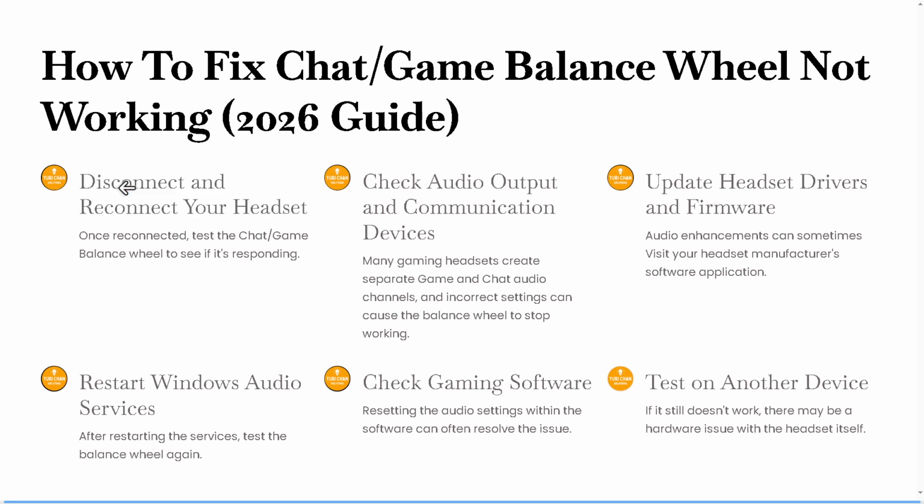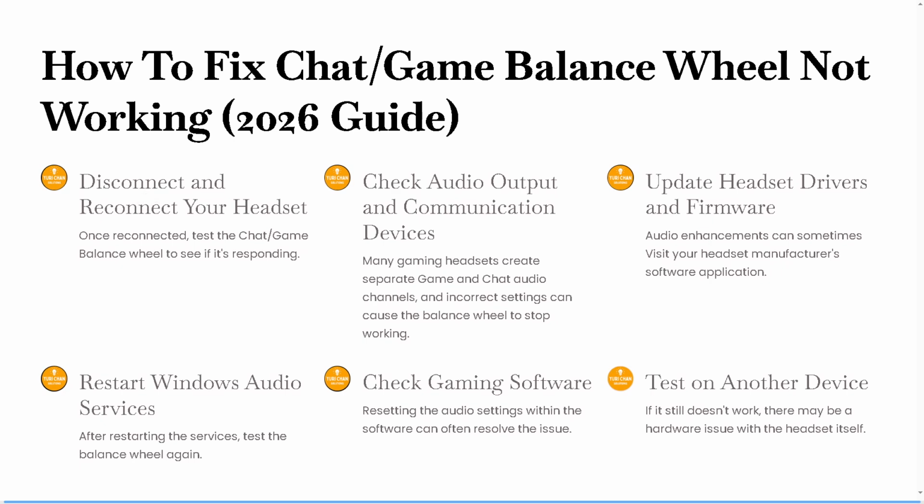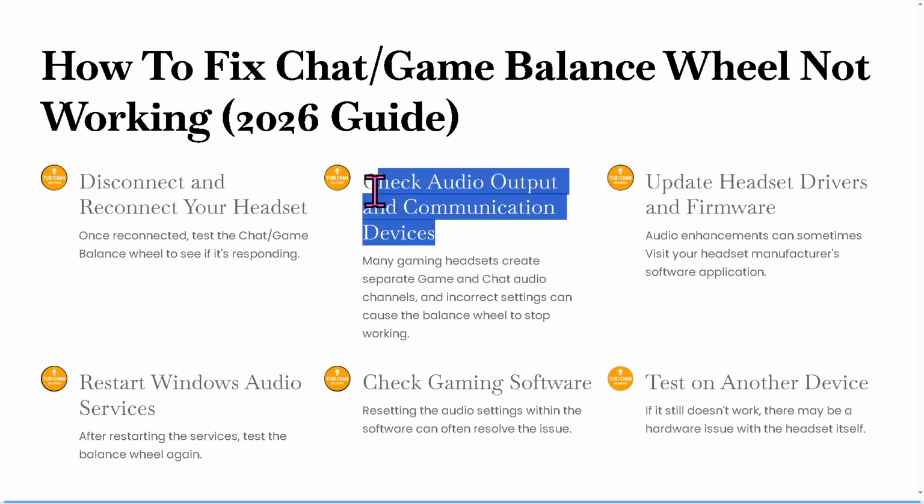So start by unplugging your headset from your PC, console, or wireless transmitter. Wait a few seconds, then reconnect it securely, and if you're using a wireless headset, turn it off and back on again after reconnecting. Once reconnected, test the chat or game balance wheel to see if it's responding.